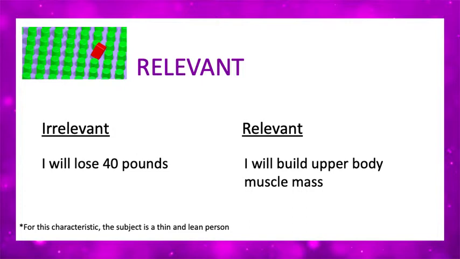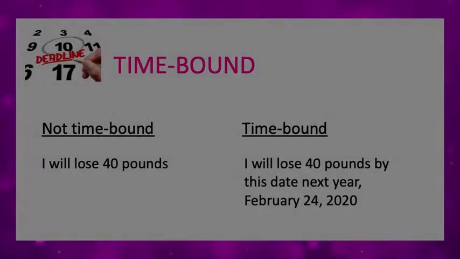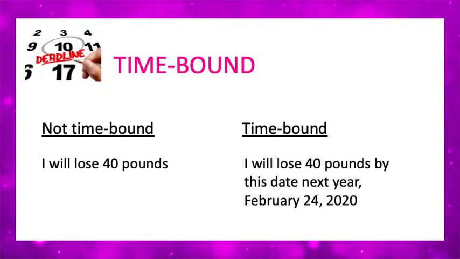Relevance is personal, and only you can decide if something is truly relevant to you. If you are unsure if a goal is relevant, it can be helpful to ask a close friend to sense check it. T is for time-bound. This is all about giving yourself a deadline. By when will you achieve this goal? For example, "I will lose 40 pounds by this date next year, February 24th, 2020." Adding a year-long deadline and a date makes this time-bound.